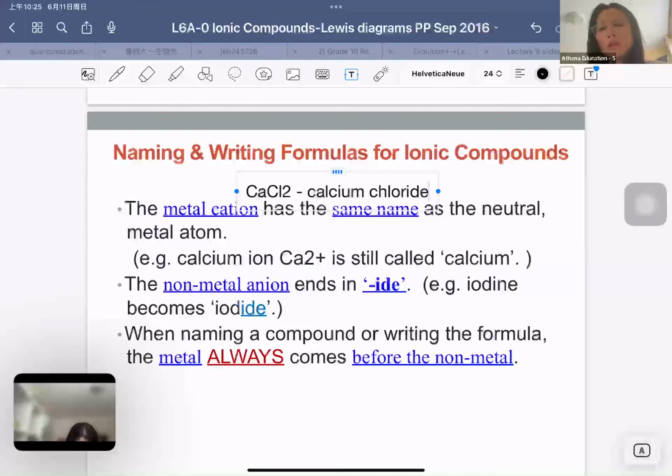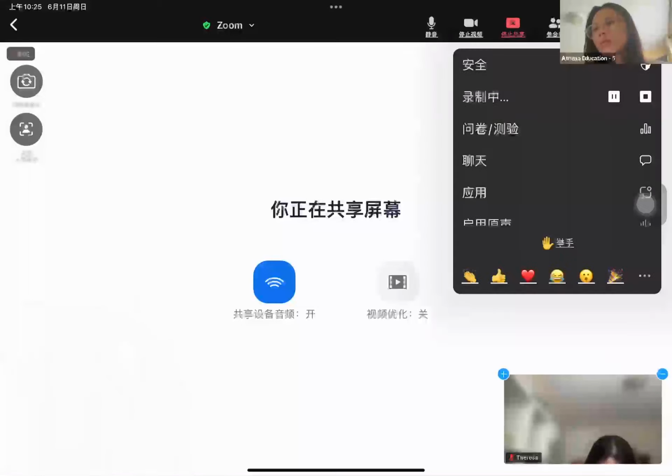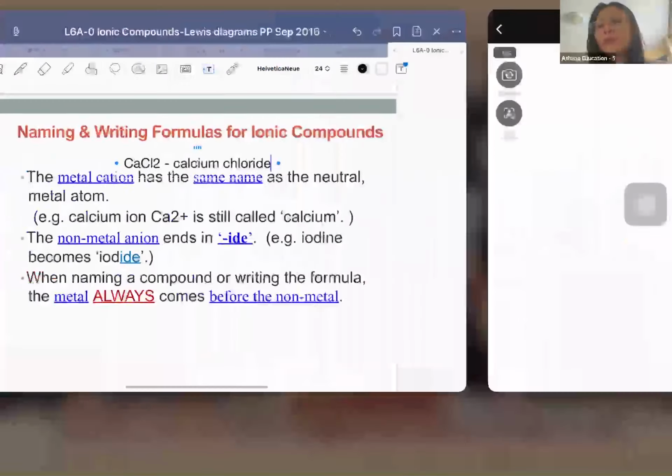Okay, any questions about naming ionic compounds? Anytime you can raise your hand or just post the question directly into the chat, okay?